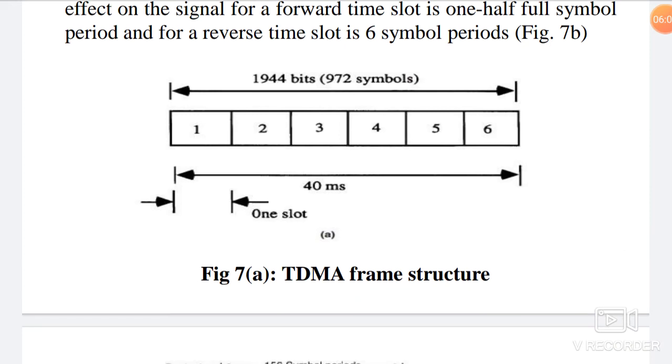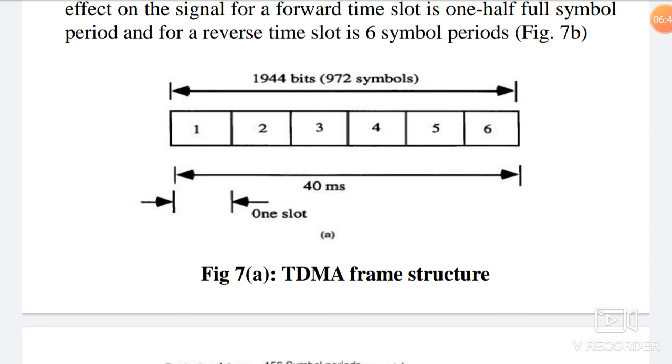One digital channel contains 25 frames per second, and each frame is 40 milliseconds long and has 6 time slots. Each time slot is 6.66 milliseconds long, and one frame contains 1944 bits, and it consists of 972 symbols, as you can see in this particular figure. Each slot contains 324 bits and 162 symbols, and the duration between bits is 20.57 microseconds.